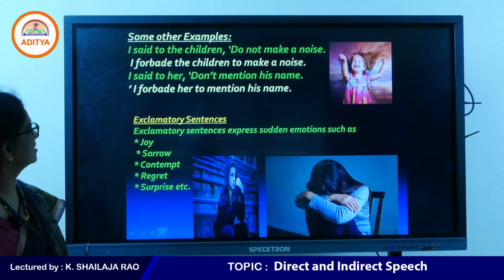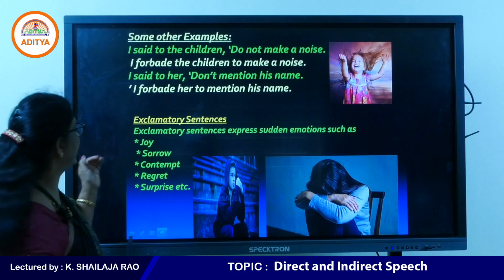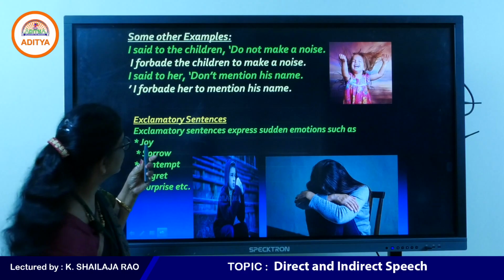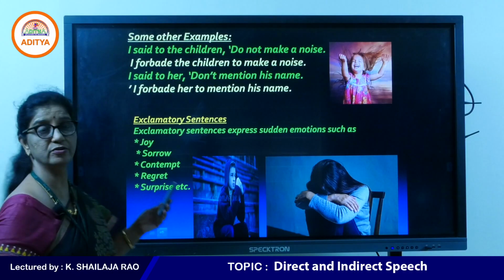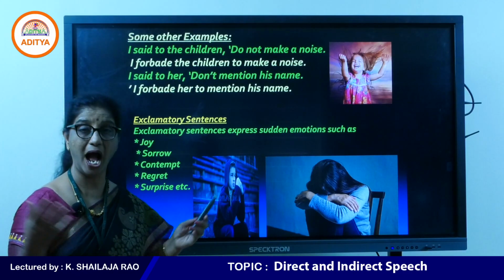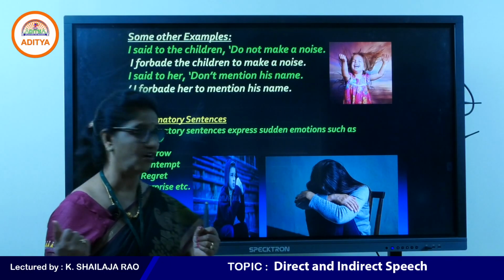Exclamatory sentences. I said to the children, "Do not make a noise." I forbade the children. "Don't mention his name." I forbade her to mention his name. So when do you use an exclamatory sentence? "Wow, what a beautiful girl!" Or "What a beautiful flower!"